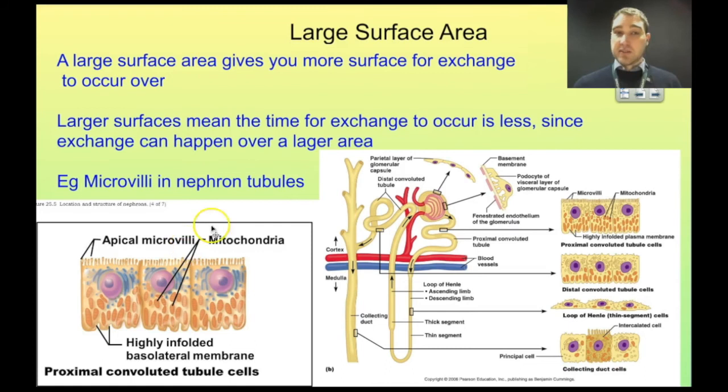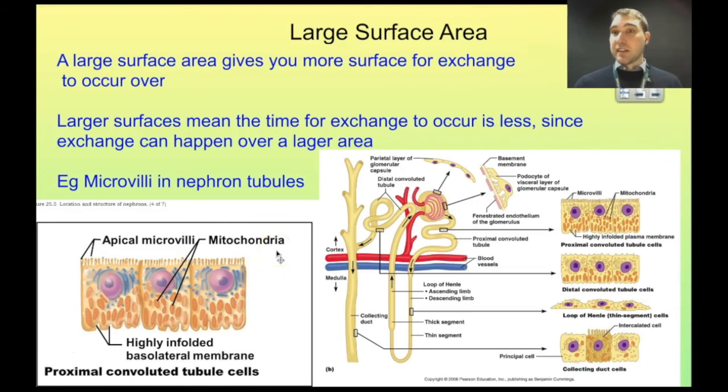Another good example of this is the microvilli and nephron tubules. If we have a look at the tubule in the nephron, this is the proximal convoluted tubule, the cells that are lining the tubule have this microvilli on the surface. We can see the microvilli here. Each of those microvilli increase the surface area. If this was flat, we would have a particular surface, but by having the microvilli present, we increase that surface area, because now we have a bit of up, a bit of down, a bit of up, a bit of down, so a bit more space for the exchange to occur over.